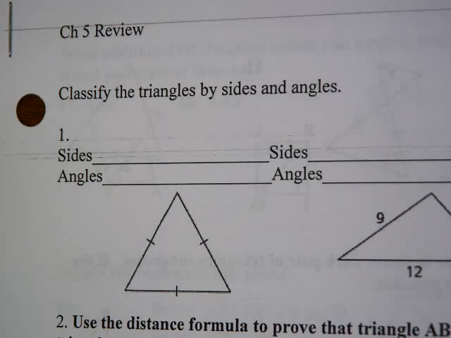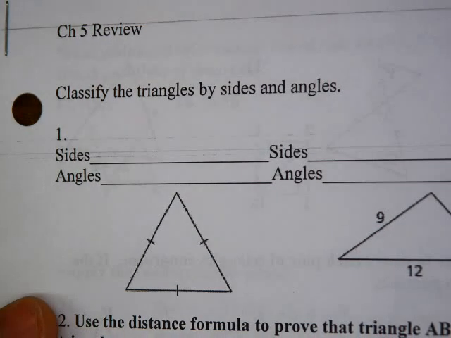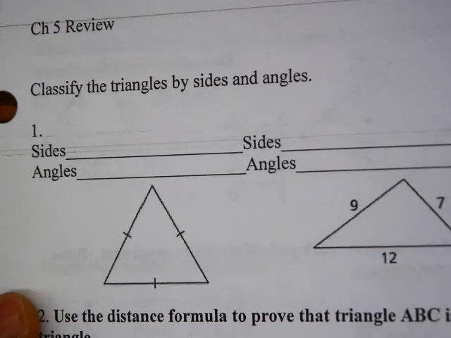Alright, so this is for the Chapter 5 review for geometry. In number 1, it says classify the triangles by sides and angles.